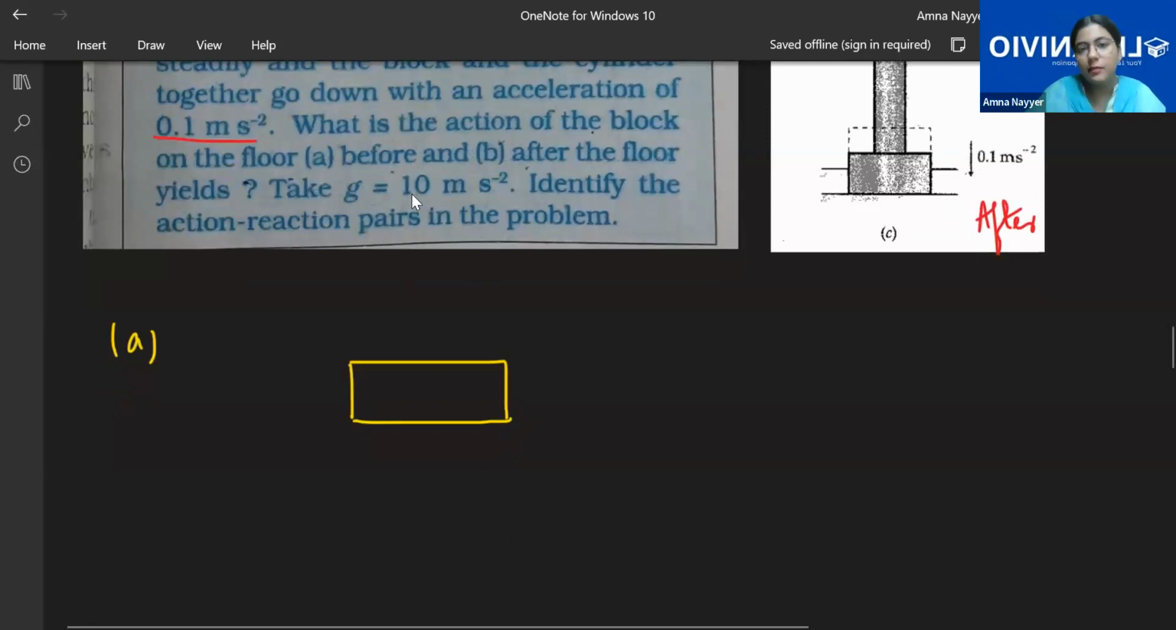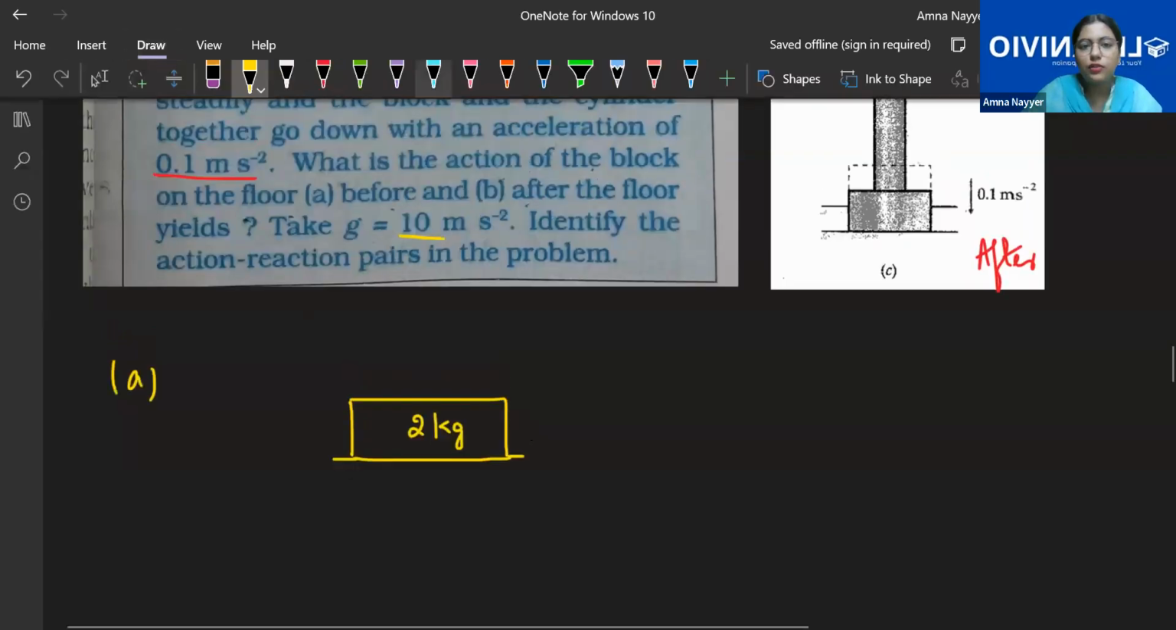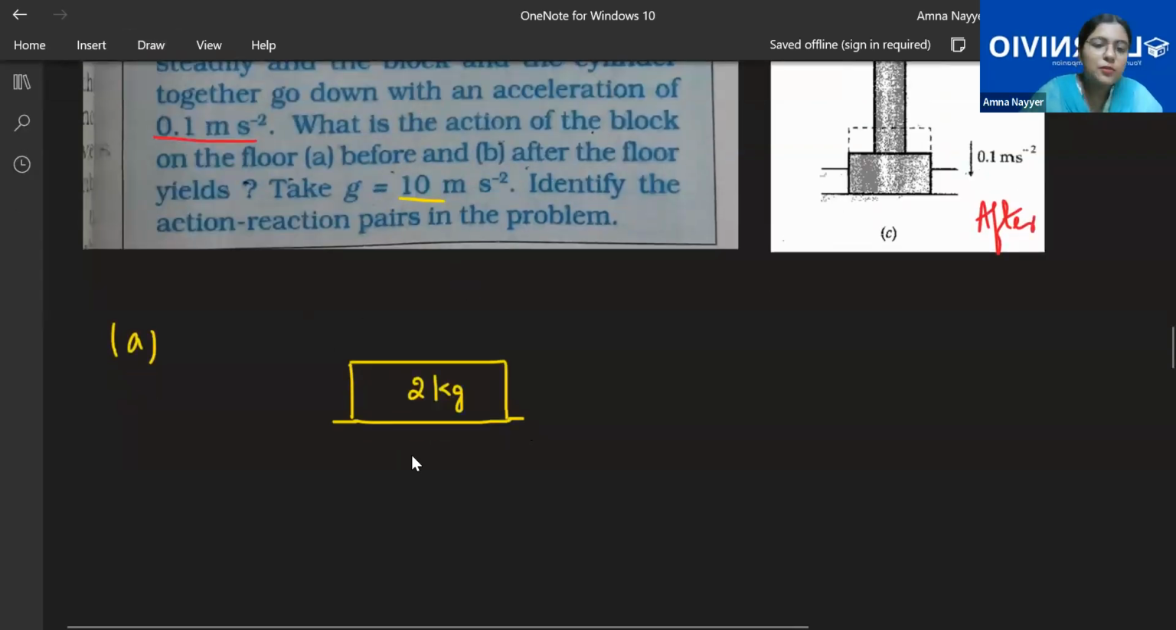And g is 10 meter per second square here. So this block has a mass of 2 kg, and this is put on a floor. When we are talking about this block, let's draw the forces that are acting on it. If this is put on the floor, according to all of you, what are the forces that are acting? mg and N. Yes, tell me the direction.